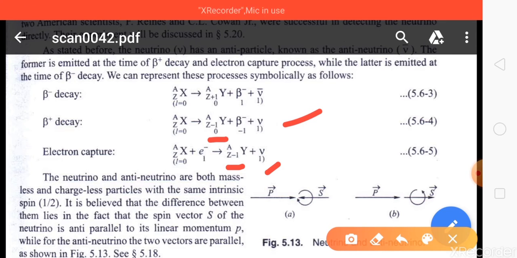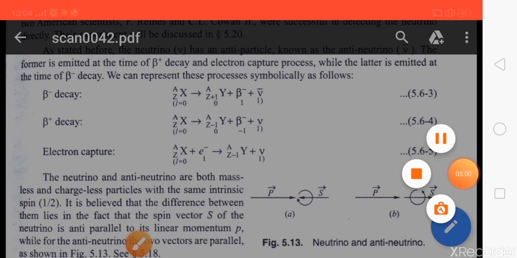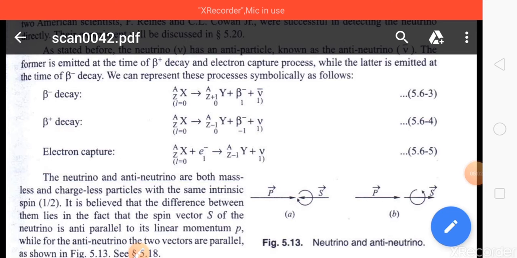The neutrino and antineutrino are both massless and chargeless particles with the... sorry for the disturbance.